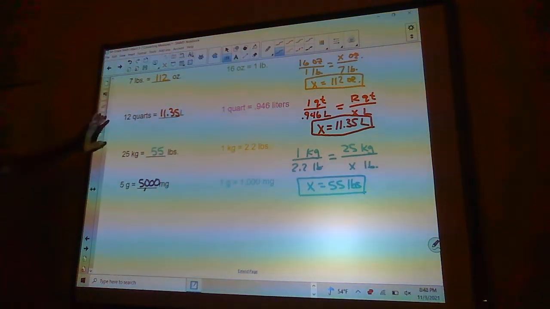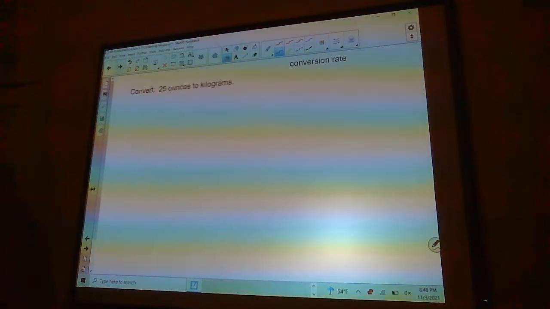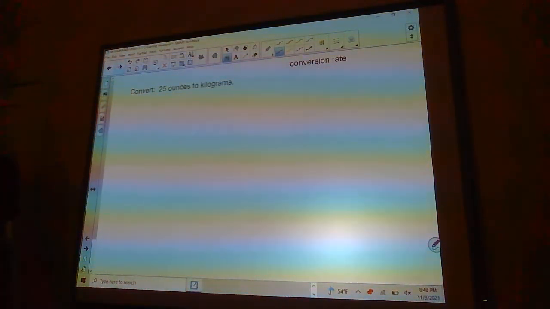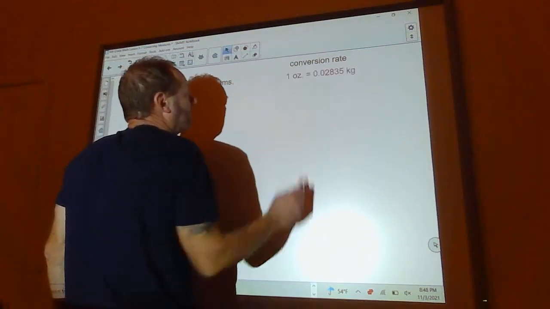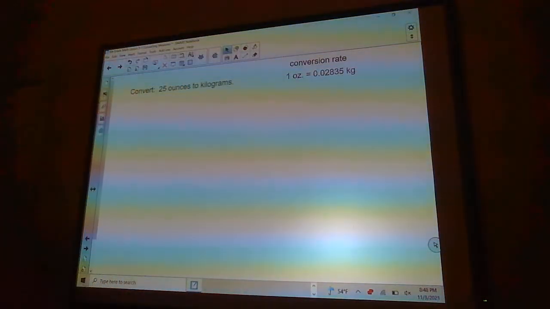Okay, moving right along. So convert 25 ounces to kilograms. All right, so we need a conversion rate, ounces to kilograms. So let's find out what that is. 1 ounce is 0.02835 kilograms. So here's what I'm going to do. I'm going to let you pause the video here and give this one a try on yourself, and then jump back on and see if you got it right.